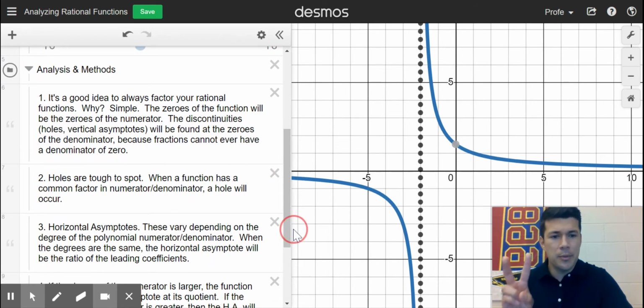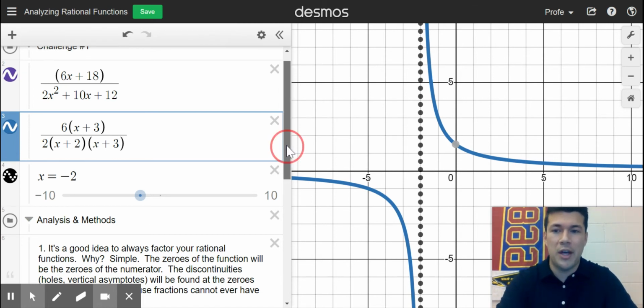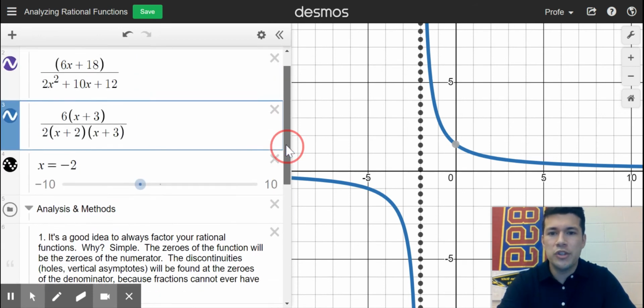So point number 2, holes. Kind of tough to spot. I just traced one. How can you spot it? How can you know which one of these discontinuities is a hole? Well, you notice that x + 3 is a factor in both the numerator and denominator. That tells you that you are going to have a hole at x = -3. Point number 3, horizontal asymptotes.